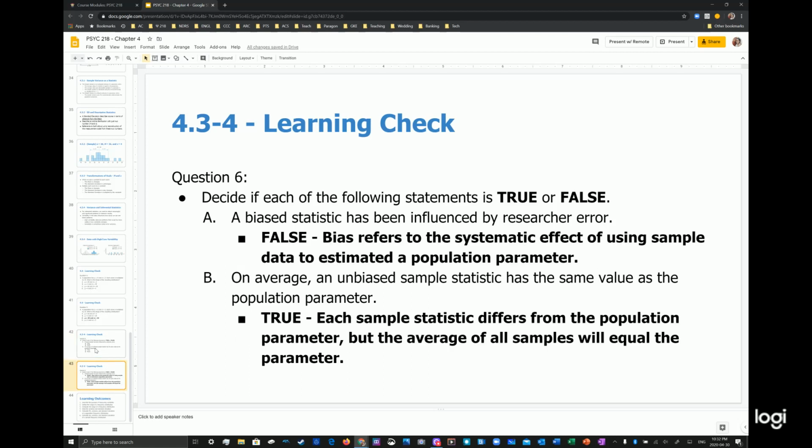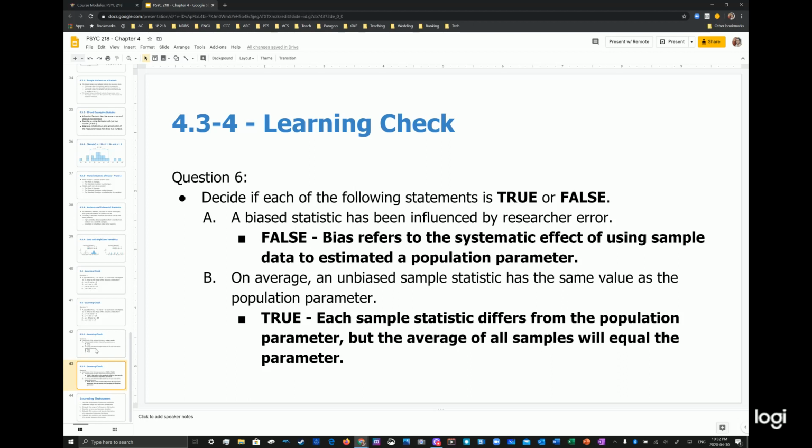So, a biased statistic here is sample bias. Here, it actually refers to not researcher error, although it's possible. Here, it refers specifically to a systematic effect of using sample data. And we talked about this: when we grab sample data from a population using random sampling, where everyone from the population has an equal chance of being selected, you're going to grab a sample that has a lower spread, a lower variability than the population variability itself. Therefore, that is the bias we're talking about.